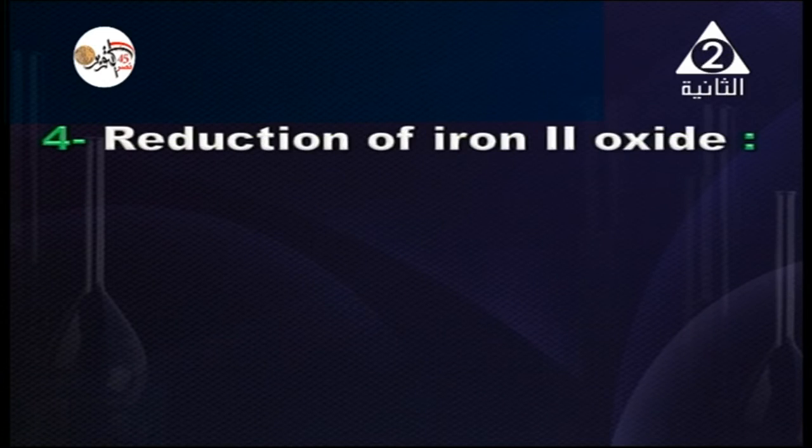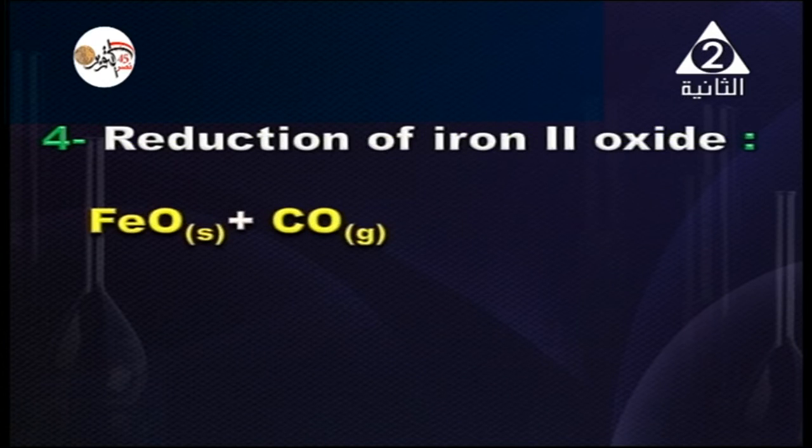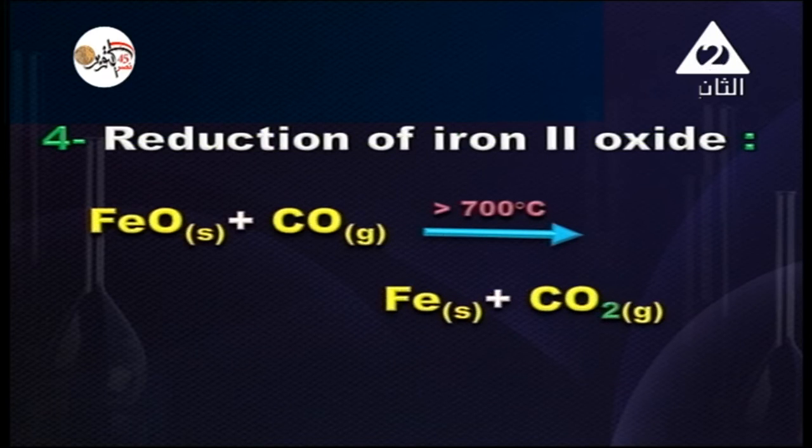Now we are going to discuss the reduction of iron 2 oxide. When reacting iron 2 oxide with a reducing agent such as carbon monoxide or hydrogen gas above 700 degrees Celsius, it gives iron, releasing carbon dioxide gas.